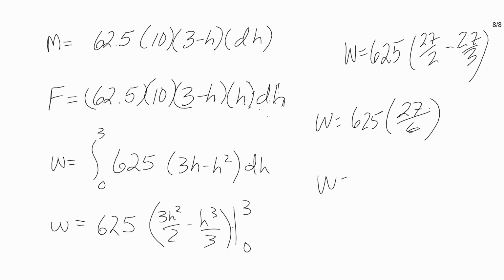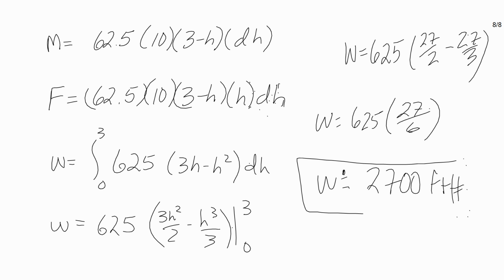And W is equal to, well, 6 will go into 625 100 times, so around 2,700. Well, let me put a dot here. Okay, 2,700 foot-pounds. What was the exact answer? 2812.